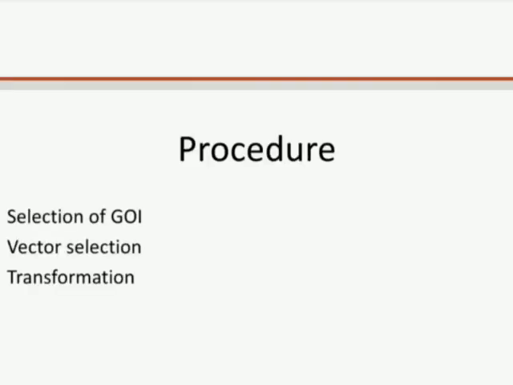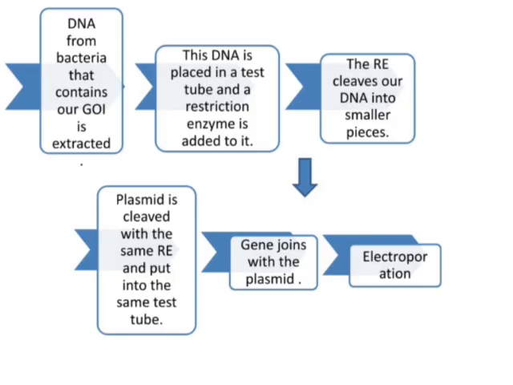So, moving towards the procedure, it contains three major steps. These are selection of gene of interest, vector selection, and transformation. First of all, we have a bacterial cell. It contains our gene of interest. We have to extract the DNA of the bacterial cell, and we put this extracted DNA into a test tube.